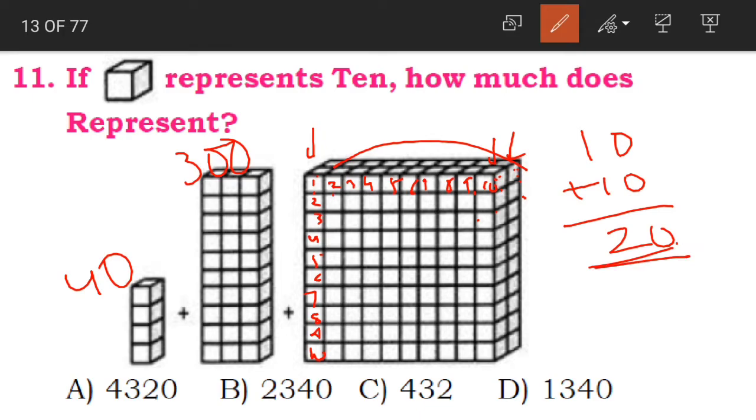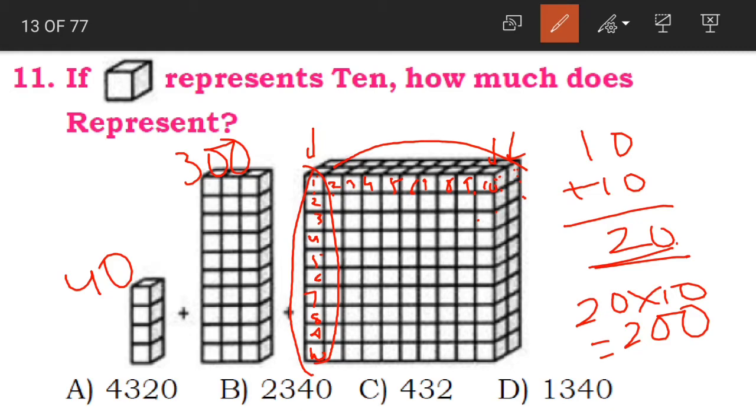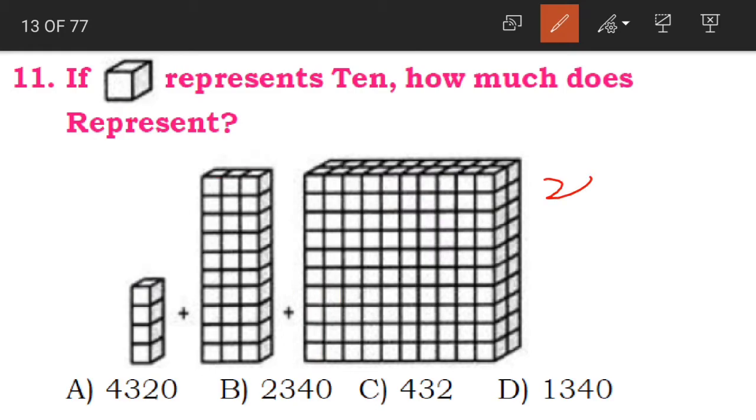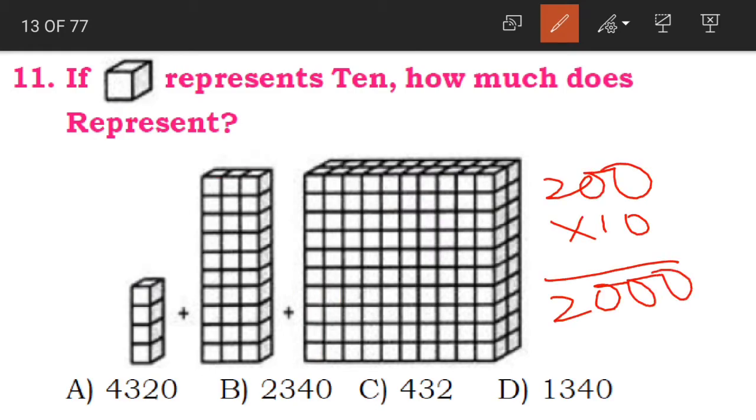What are these 20? We are having 10 blocks of 20. So 20 into 10 becomes 200. See here, 10 into 20. We are having 200 blocks in total. And what does each block represent? 10. So 200 into 10 is equal to how much? 2000. 2 into 1, 2, and we are having 3 zeros. So 2000. What was the first block?